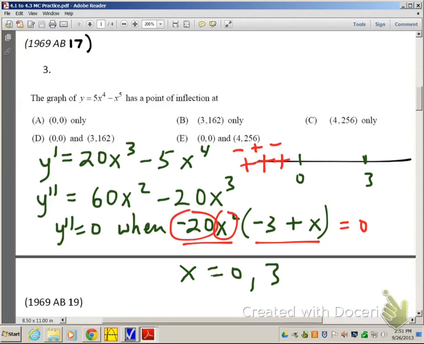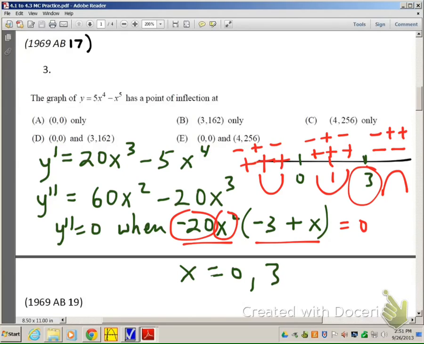In between 0 and 3, we can take, let's say, a test value of 1. Again, the first term is negative, the second term is positive, and then negative 3 plus 1 is also negative, so we see that y double prime is positive on that interval as well. So y is concave up on the first interval, concave up on the second interval, and then when x gets bigger than 3, y double prime is negative times a positive times a positive, and therefore y double prime is negative on that interval from 3 to infinity.